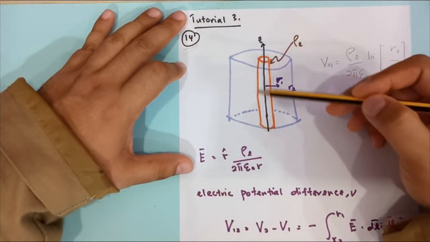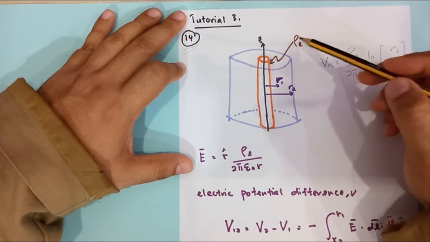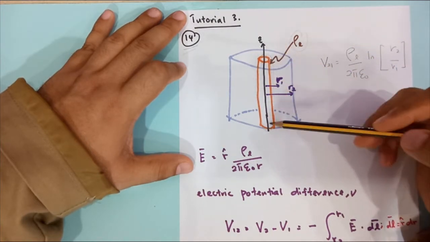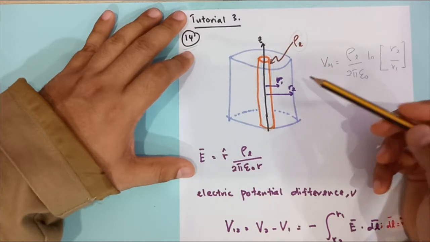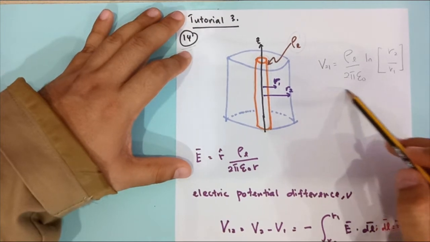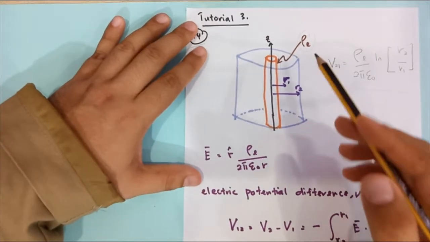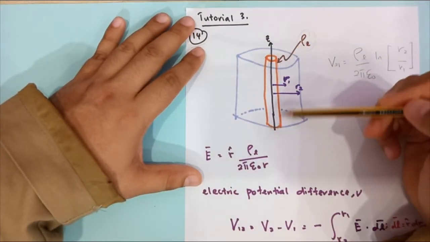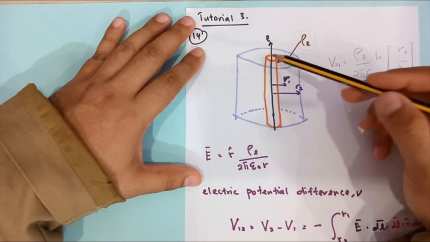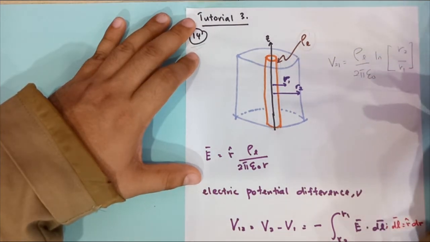So let's say we have a line charge density, and the value of this density is equal to rho L. This line resides on the z-axis, and we need to prove that the potential difference between R1 and R2 is given by this expression. Because this involves a line charge density, we assume that this line charge density will develop a cylindrical shape of electric field intensity.